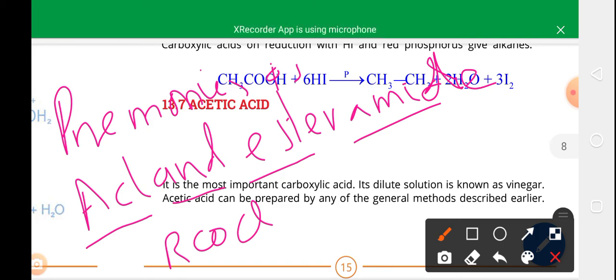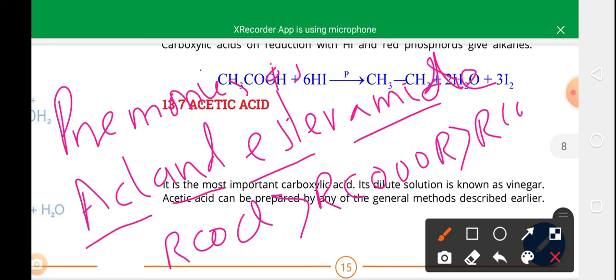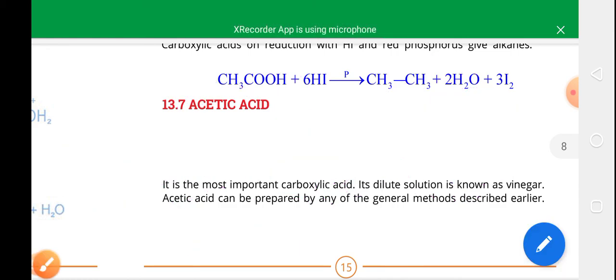Write the formula. This is acid chloride. This is acid anhydride. This is ester. Finally, acid amide. This is the reactivity order of derivatives of carboxylic acid.